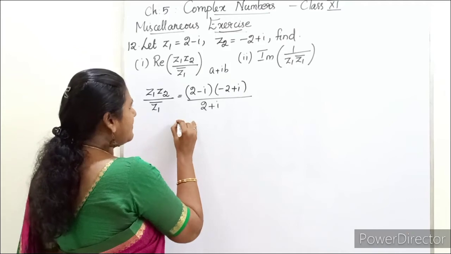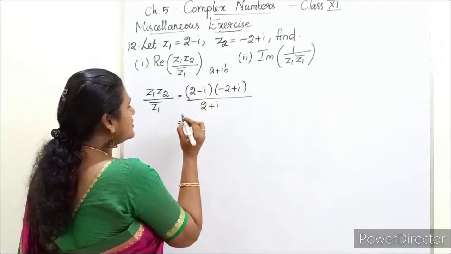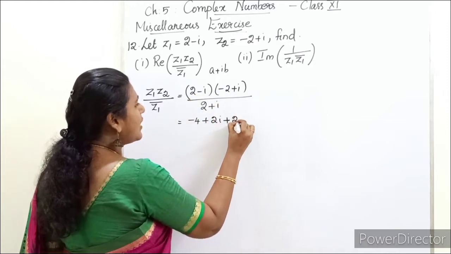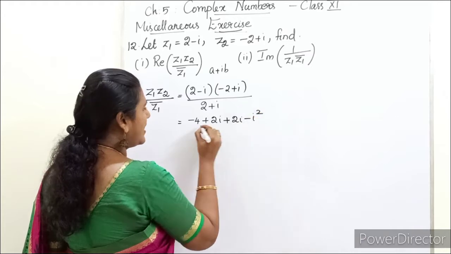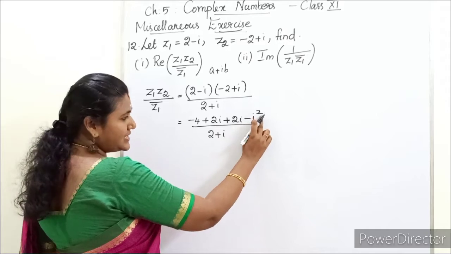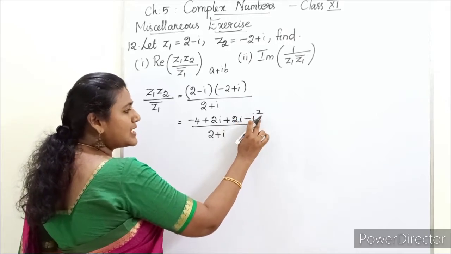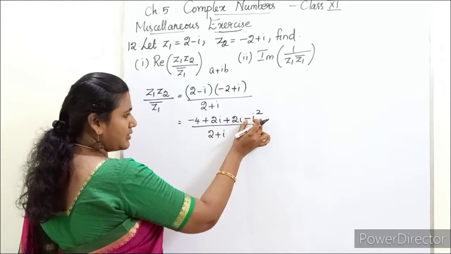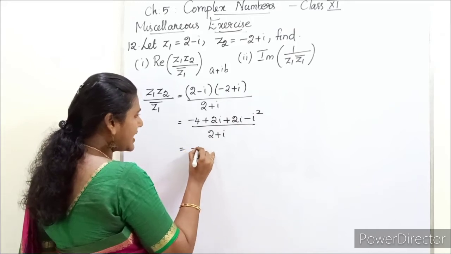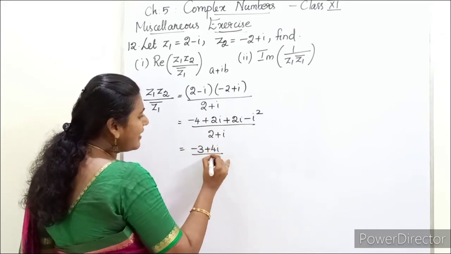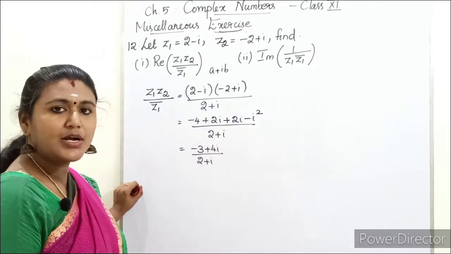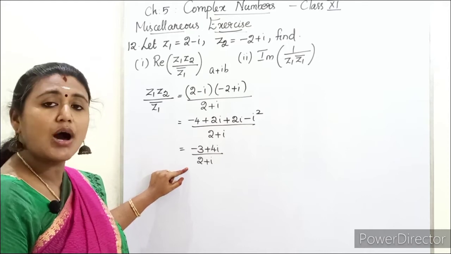Now we will multiply and we will simplify. Here 2 into 2 is minus 4, 2 into i is 2i, plus 2i, and minus i square, divided by 2 plus i. Now we will simplify this. i square value is minus 1, so minus of minus 1 means this term will become plus 1. Now we will simplify the real part. Minus 4 plus 1, that is minus 3, plus 4i, divided by 2 plus i. So again we need to simplify because we have a complex number in the denominator. So how to simplify this?